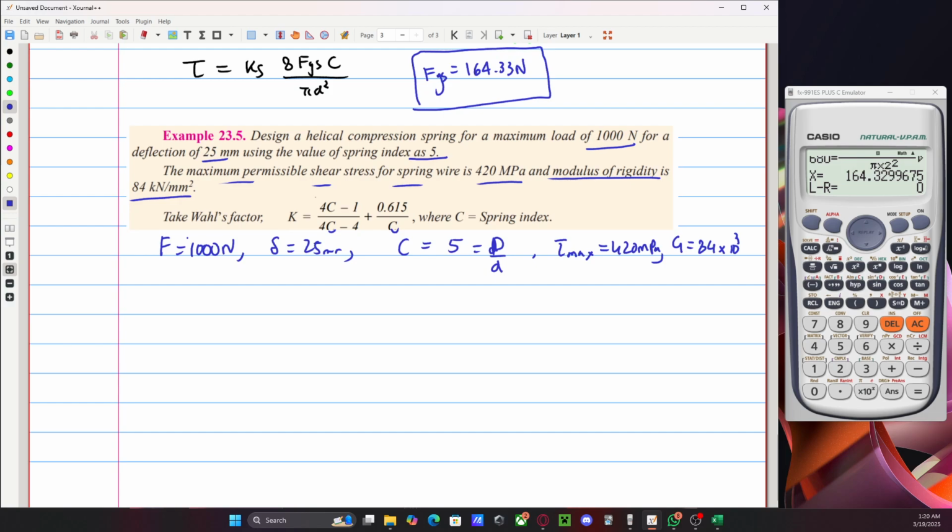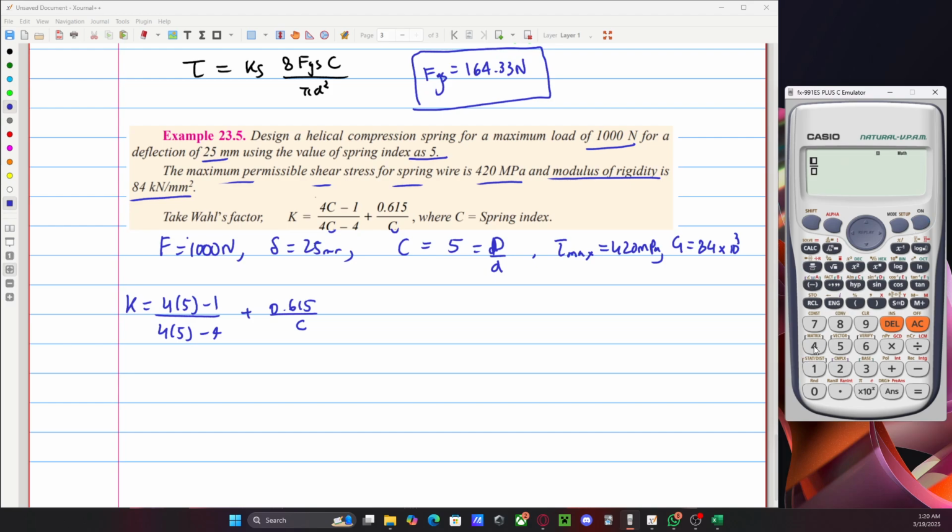Okay, so we're given all this information, and we're told to use the Wahl's factor. So we already know what C is, so K will be (4 times 5 minus 1) over (4 times 5 minus 4) plus 0.615 over C. So let's work this out. So this would be, let's go here again.